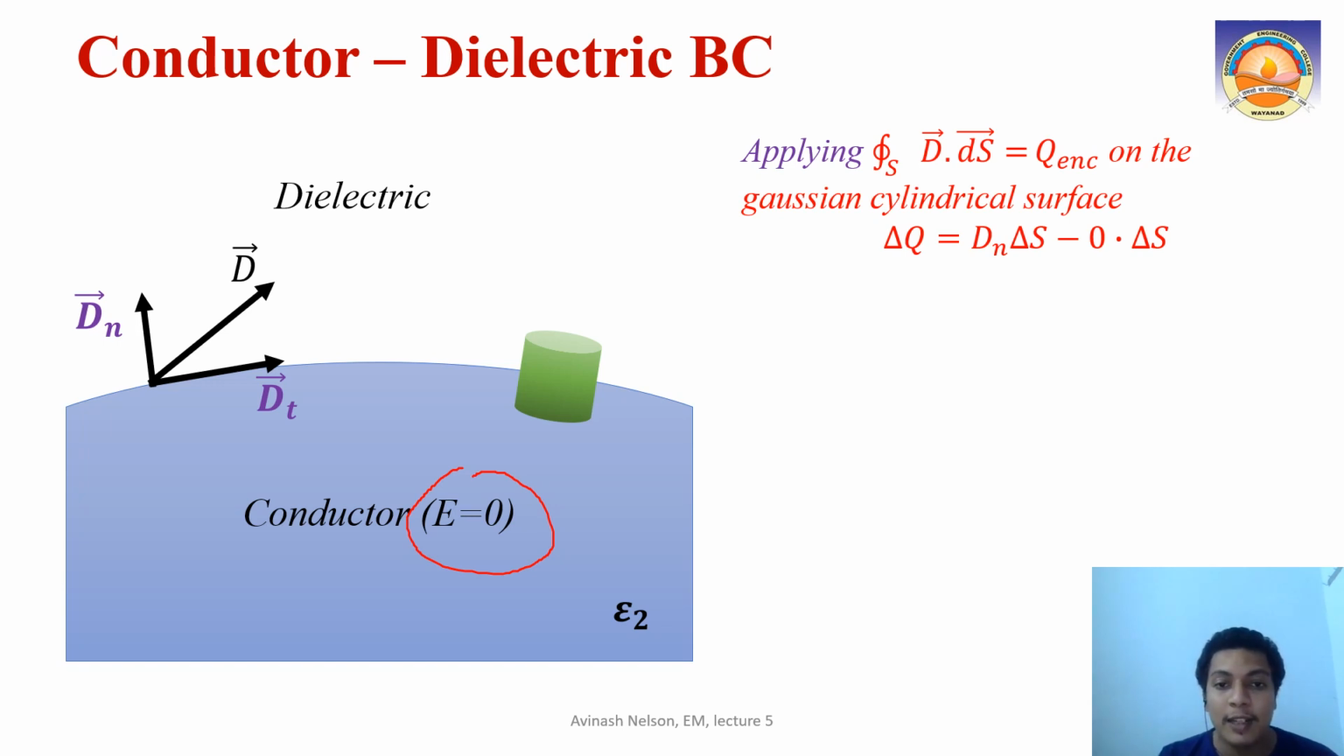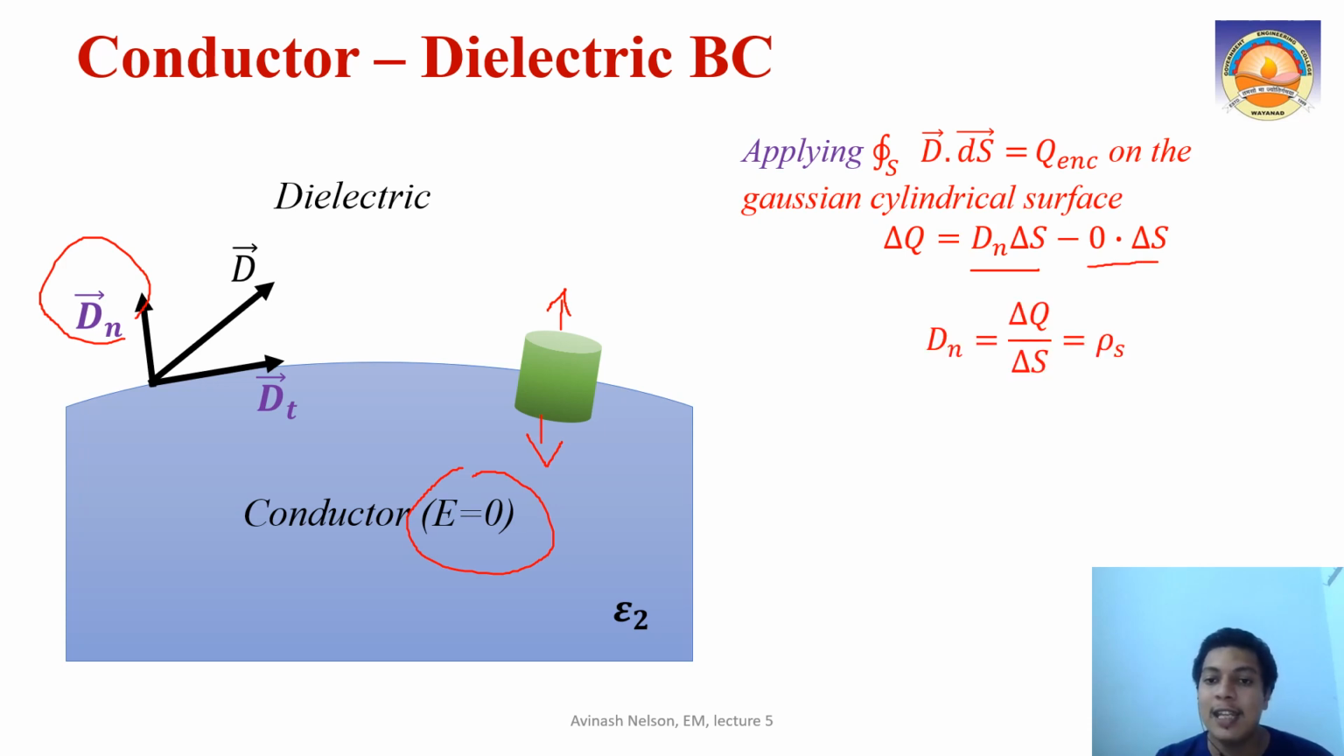So in the last case, as we have already discussed, on the curved surface there will not be any dot product. So only on the top and bottom surface it will be there. On the top surface we have a normal component Dn, so that is what Dn into delta S means. But on the bottom surface, since it is inside the conductor, there is no electric flux density. So we wrote it as 0 into delta S, and what we directly get is delta Q equals Dn into delta S.